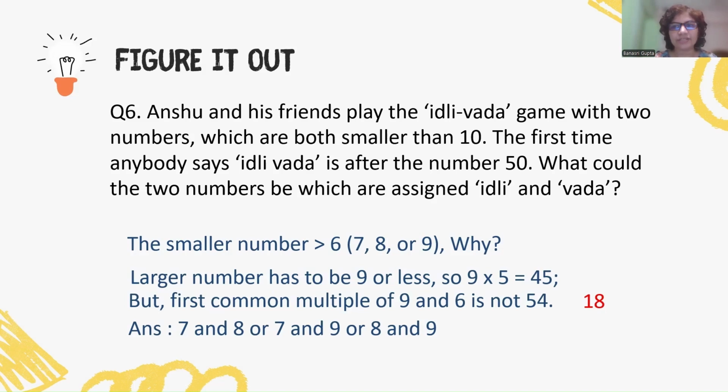7 and 8 have the first common multiple 56. First common multiple, sorry. The first common multiple of 7 and 8 is 56. And 7 and 9 is 63. And 8 and 9 is 72. So all these satisfy the condition that the first common multiple should be greater than 50. So all these three combinations satisfy this problem. So the answer is 7 and 8, or 7 and 9, or 8 and 9. Any of these three combinations.